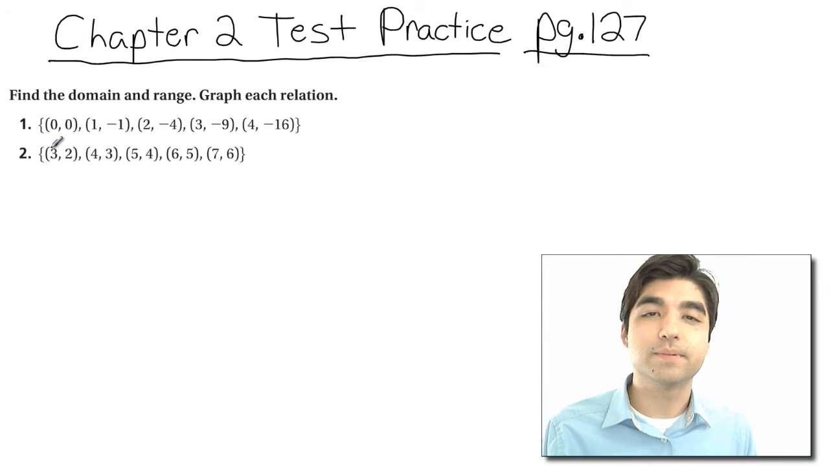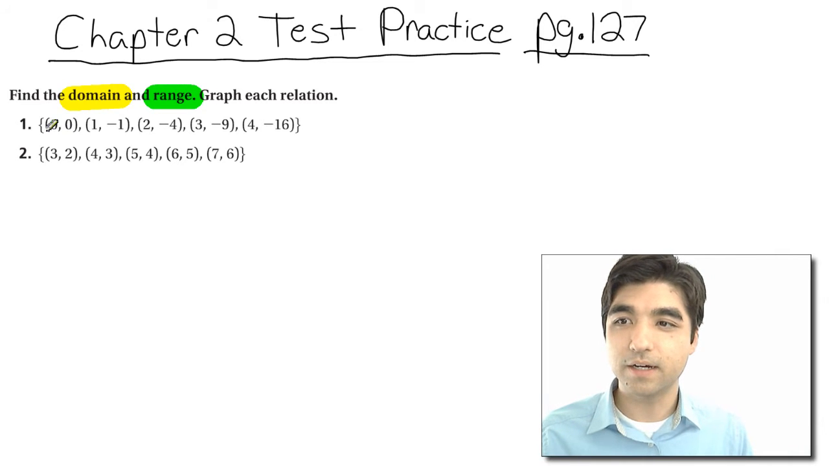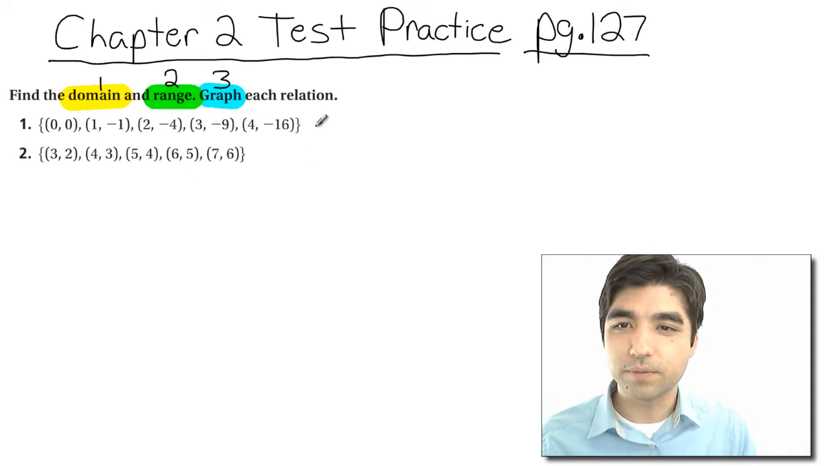This is problems 1 and 2. And they want us to find the domain and the range of each one of these, and also graph the relation. So we're doing three different things here: domain, range, and graph. So let's look at number 1. Let's do the domains first.